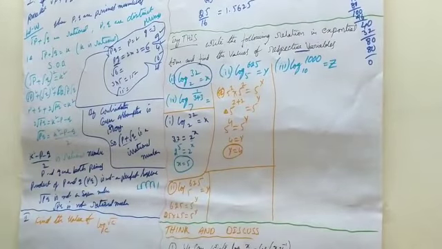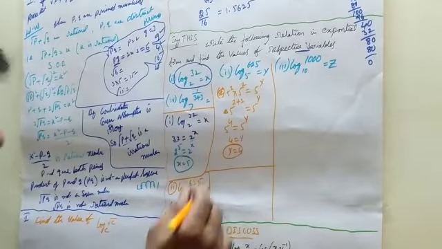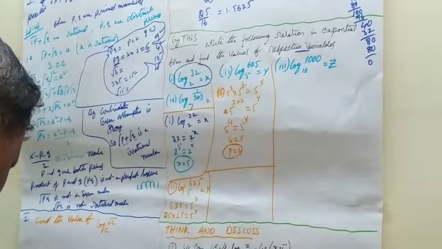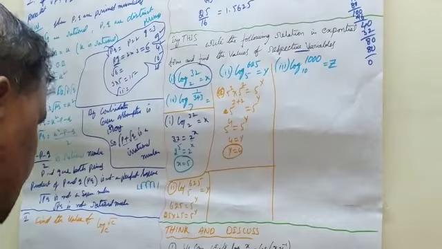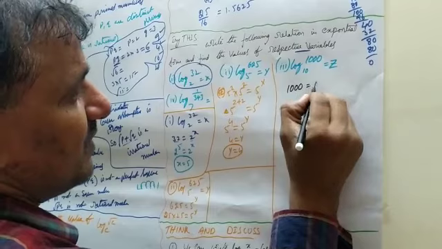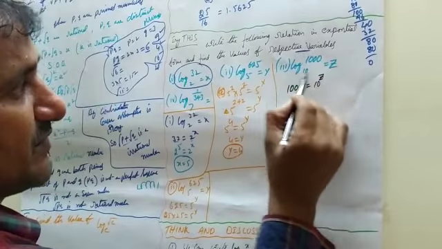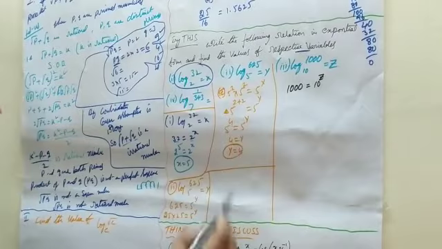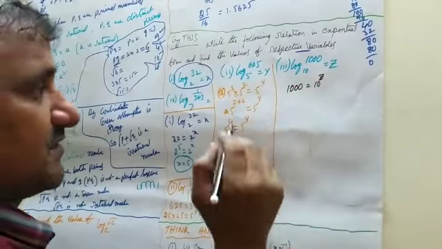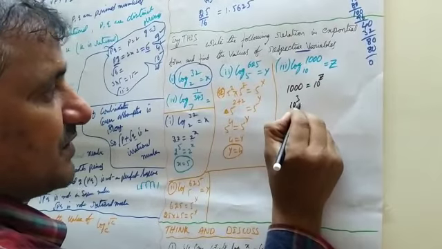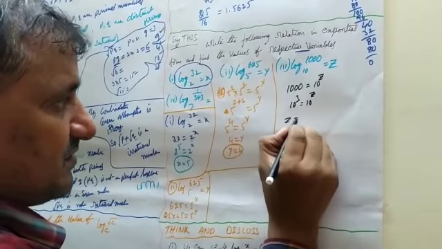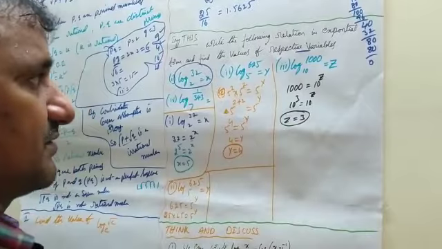Next, the third problem: log 1000 base 10 is equal to z. Therefore 1000 is equal to 10 power z. This is the logarithmic form, and this is the exponential form. Here we find the value of the respective variable, which is z. 1000 means 10 cubed, so 10 power z. Bases are equal, powers are equal. Therefore z is equal to 3.